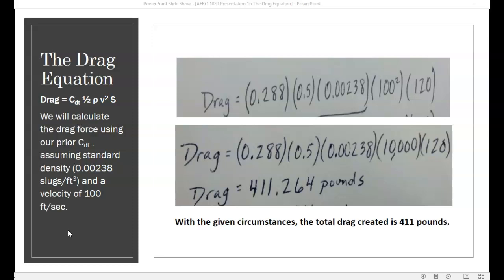That's the end of presentation number 16 on the drag equation. An important point to remember is the drag equation is exactly like the lift equation, except we use the coefficient of total drag instead of the coefficient of lift. And that everything that has an effect on lift in the lift equation has the same effect on drag.